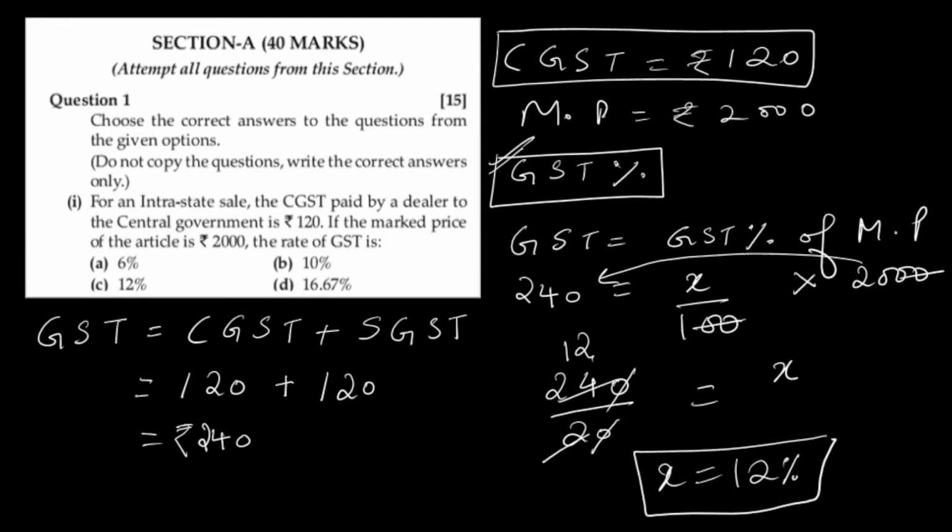The common mistake which students made in this question, I will be discussing mistakes also so that you can avoid them. The common mistake was that instead of taking GST as 240, many students took GST as 120 only. But only CGST is 120. So GST you have to find by adding CGST and SGST. So that was the mistake. You can be a little careful in this type of questions. Okay, so let's do the next question now.